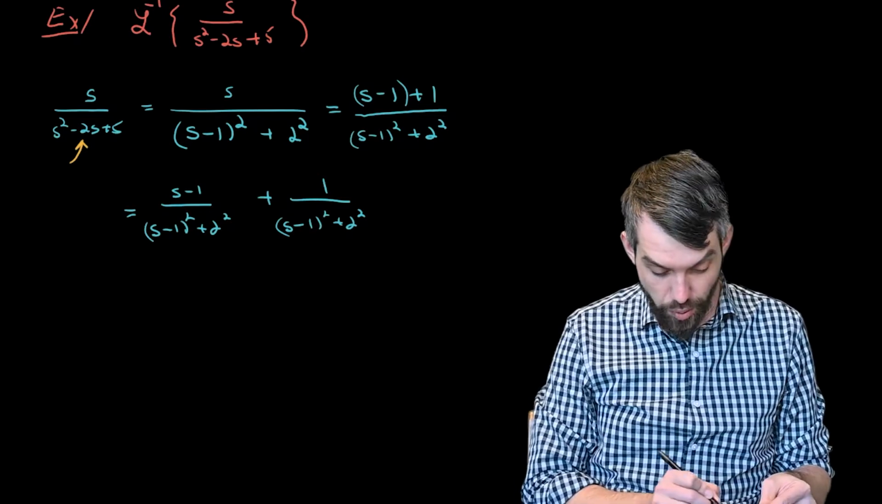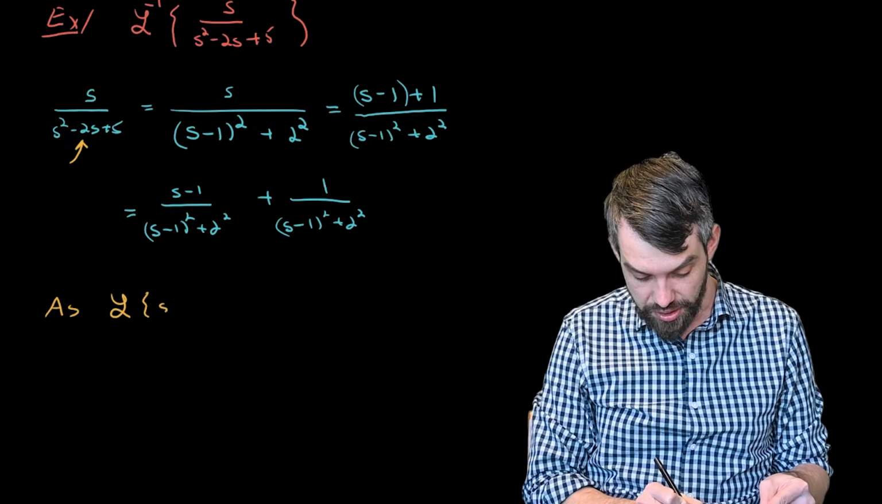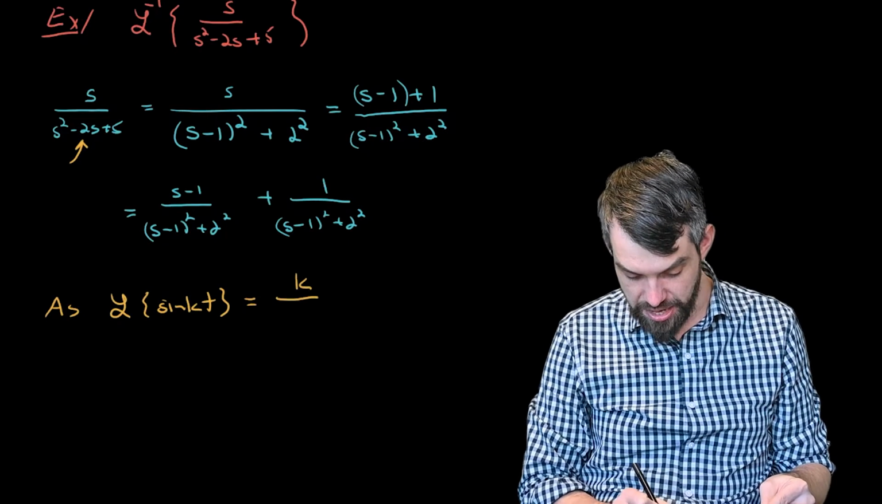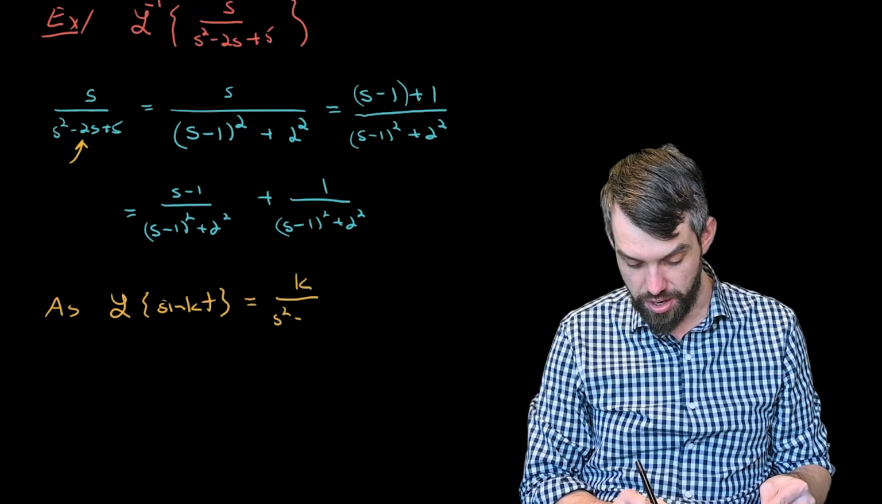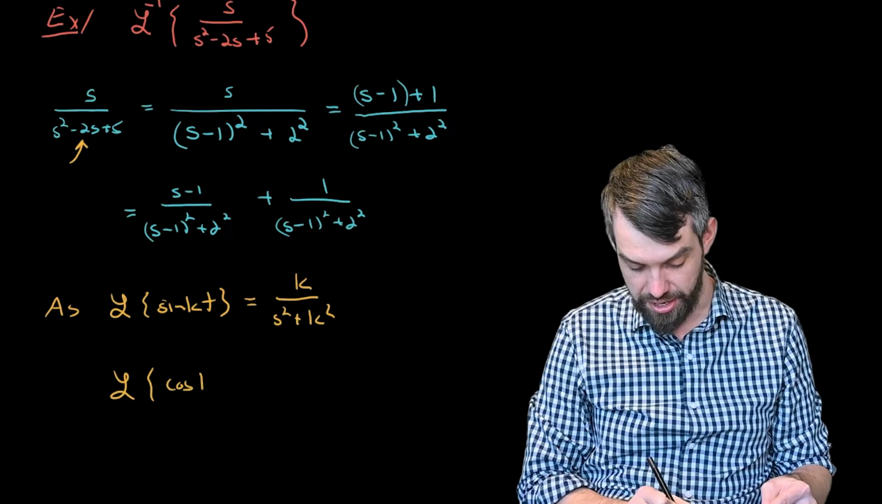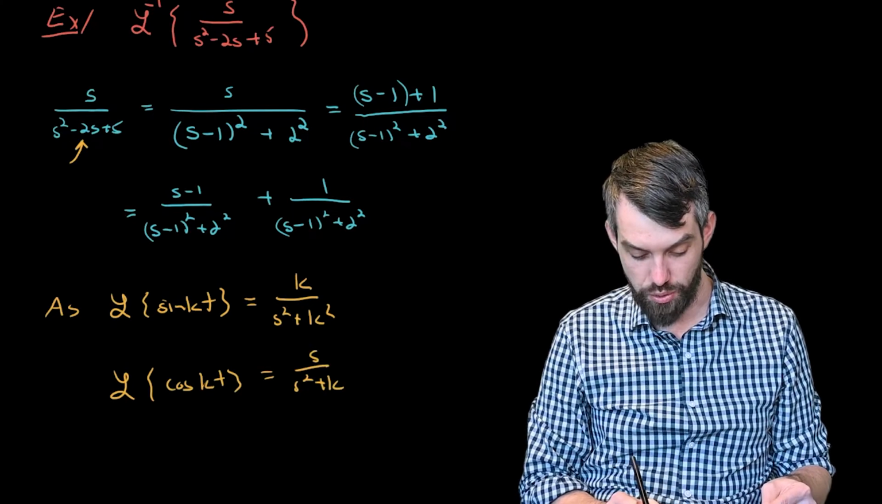For instance, I will remind you that the Laplace transform of sine of kt is going to just be k divided by s squared plus k squared, while the Laplace transform of cosine of kt is equal to s divided by s squared plus k squared.